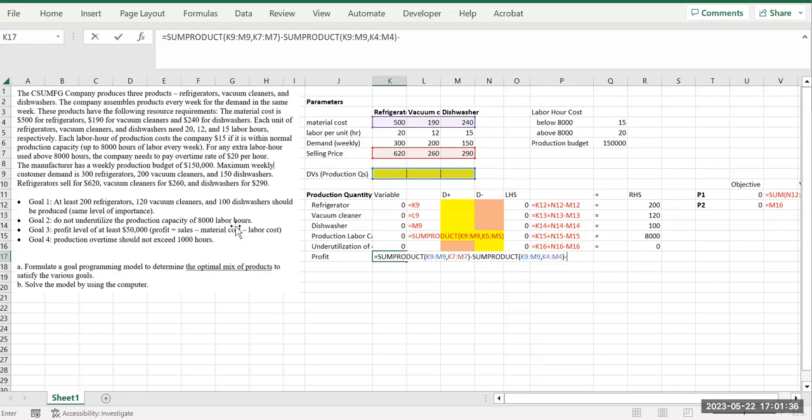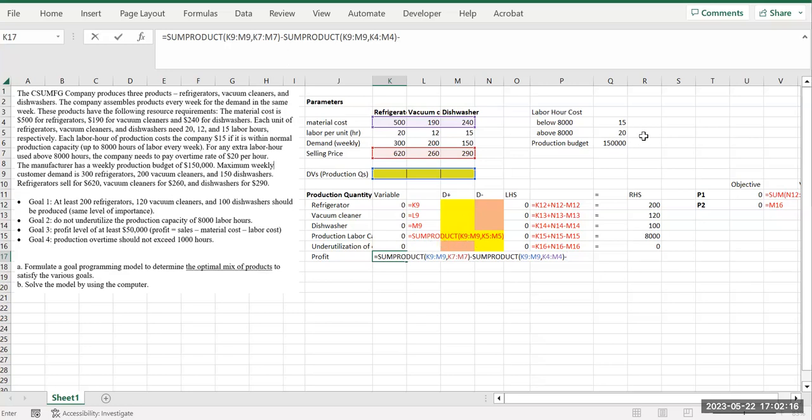Minus, now for the labor cost, as you can see here, the total labor needed is going to be DVs, some product of DVs and the labor per unit. But then that is going to depend. If we're going under 8,000, it's going to cost us 15. And if we're going over, it's going to cost us 20. So that's why I would probably work with this constraint, because we have this sum product already taken care of and already calculated here. So I would actually work with this one.